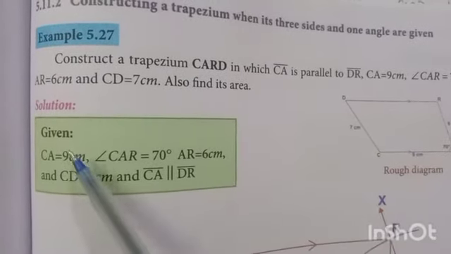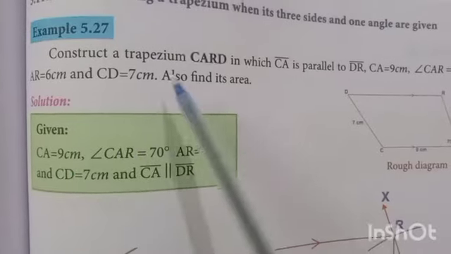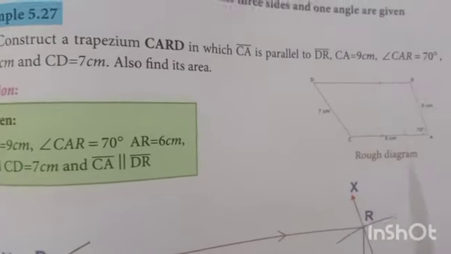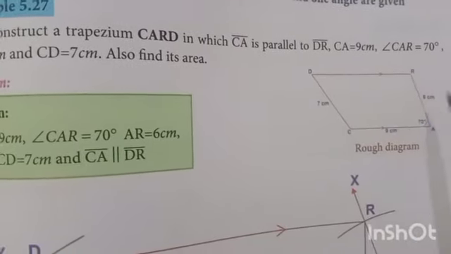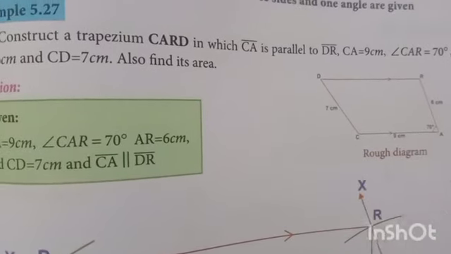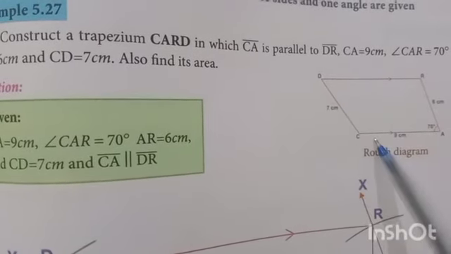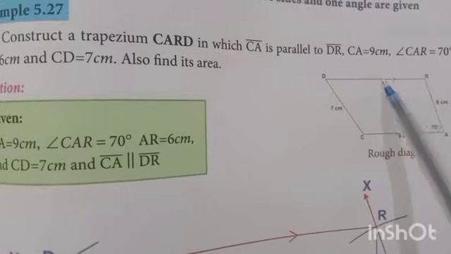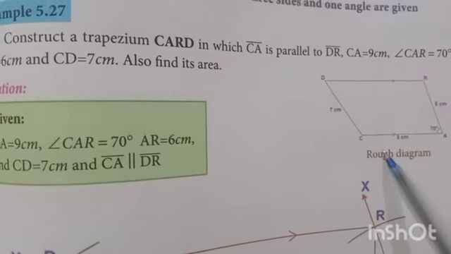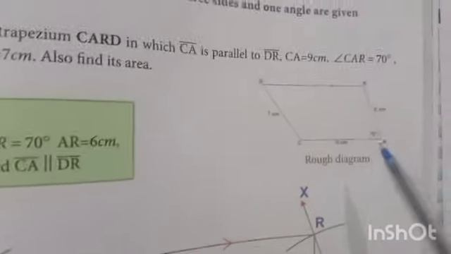Okay, write it on the left hand side. Then take and write what is given, the things that are given. Then the rough diagram: you have to draw it like this. You need one parallel side, one pair of opposite sides parallel. So you have to draw the rough diagram.